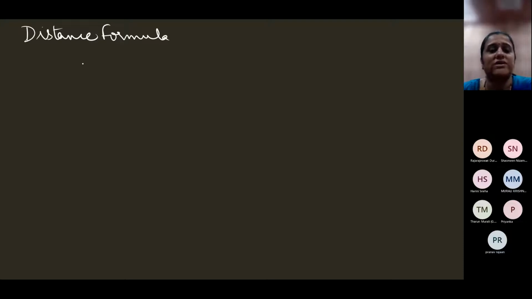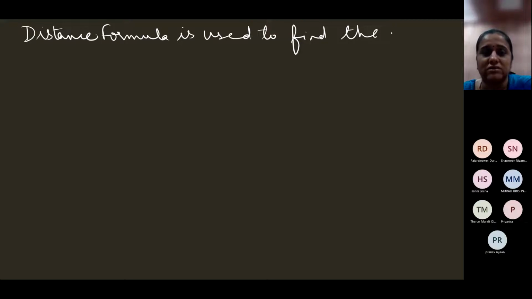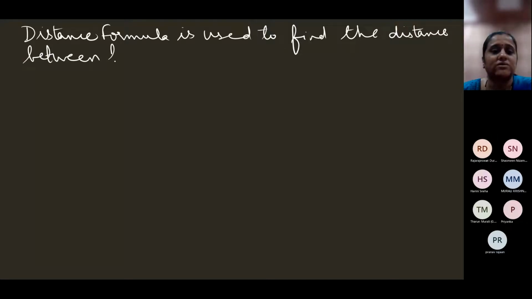So the distance formula is used to find the length of a line segment. Remember like that. The distance formula is used to find the distance between 2 points, which is nothing but the length of that line segment. So the distance formula is used to find the distance between 2 points on the Cartesian plane.